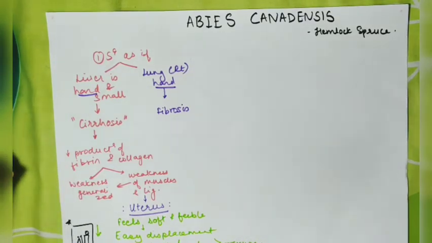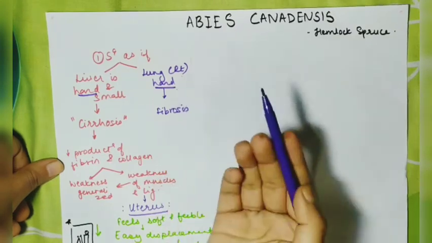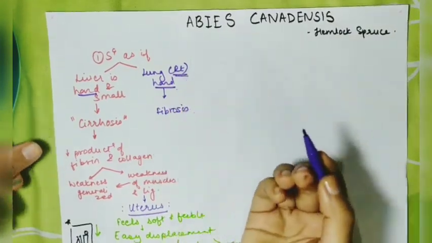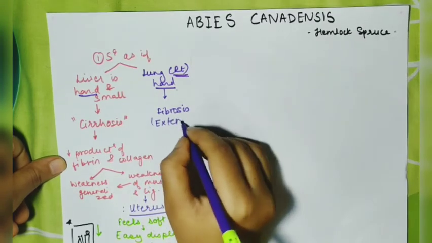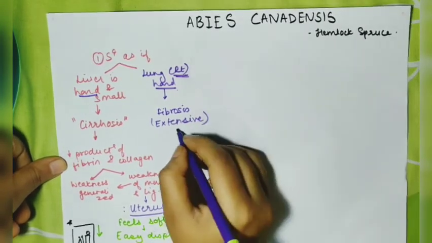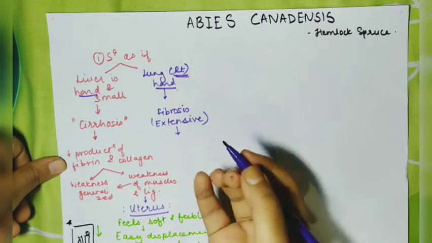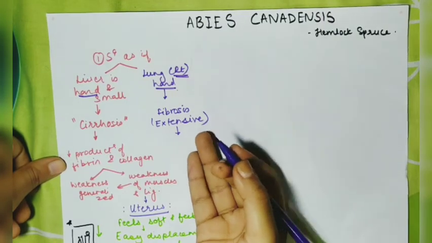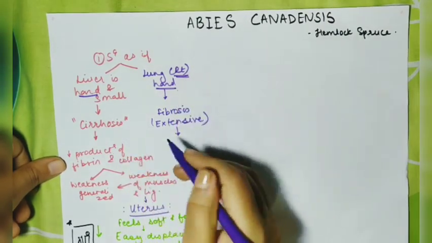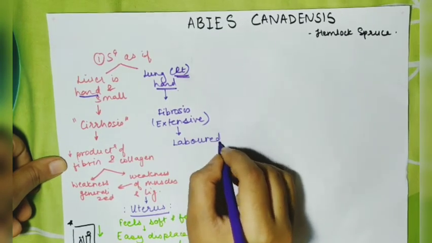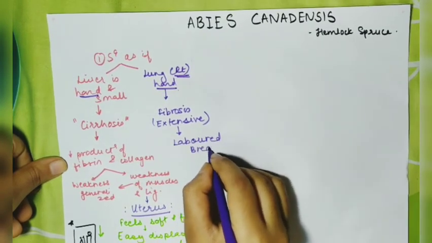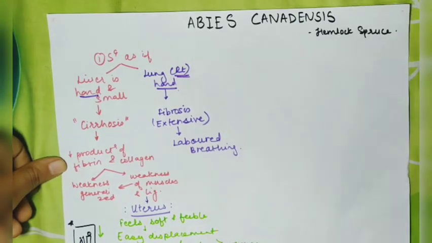Next we go on to, like I said, the lung feeling hard. They've mentioned the complete right lung feeling hard. So fibrosis has to be extensive by common sense. When fibrosis is extensive, the lung is not functioning to its optimum level. I mean, the whole right lung has undergone fibrosis. So there will be labored breathing.